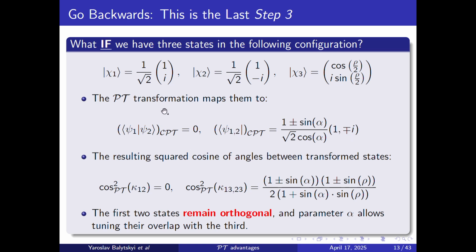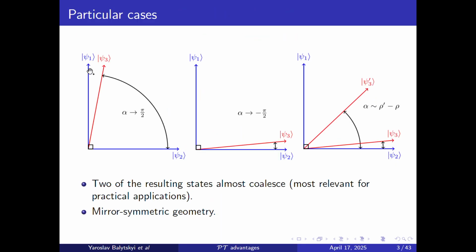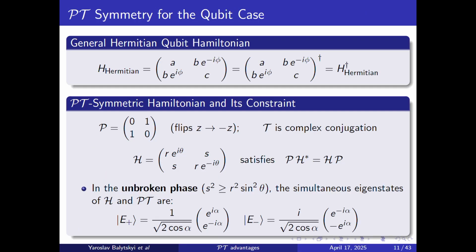And as a result, this cosine squared is always 0 regardless of the value of alpha, because this is just a normalization coefficient. However, this alpha can be used to rotate the third state. So essentially, these two states remain orthogonal to each other, but the alpha parameter can be used to adjust the angle to the third state, or the overlap of the third state with the reference vectors. For example, this vector and this vector remain orthogonal, but the third vector you can rotate using this alpha parameter.